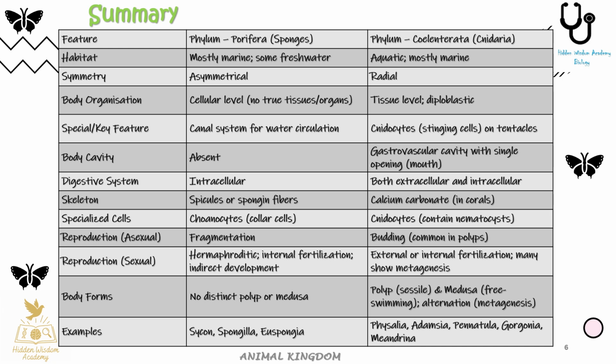In corals, the skeleton is made of calcium carbonate. Their specialized cells are cnidocytes, which contain structures called nematocysts. Asexual reproduction in cnidarians commonly occurs through budding, especially in the polyp form. Sexual reproduction can be external or internal, and many species show metagenesis, which is the alternation between polyp and medusa stages. Examples include Physalia, Adamsia, Pennatula, Gorgonia, and Meandrina.